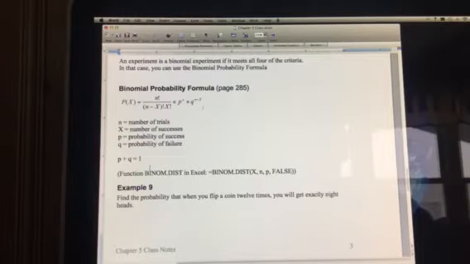You can use the table in the back of the book. You can plug it through this formula if you want, or you can use the binom.dist formula inside Excel, where you pass in the x, the n, the p-value, and you pass the fourth parameter as false.